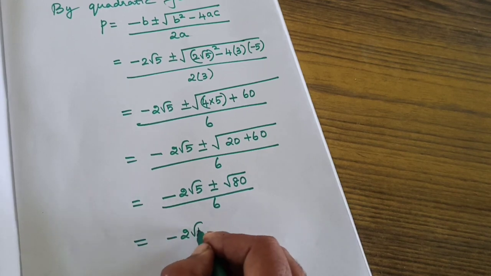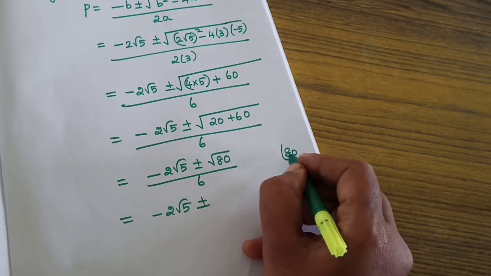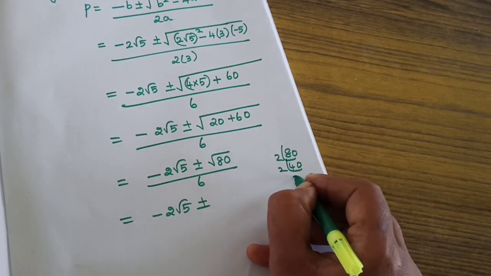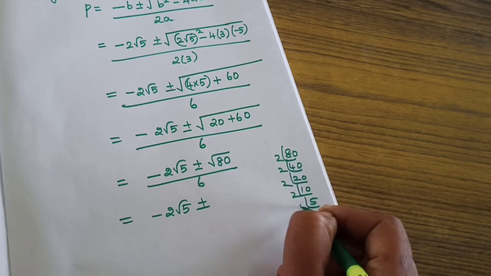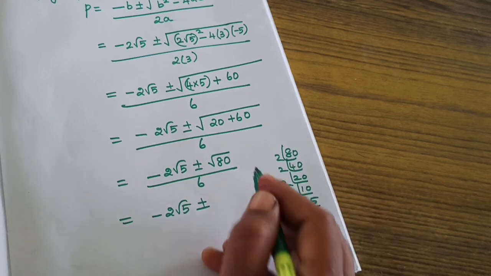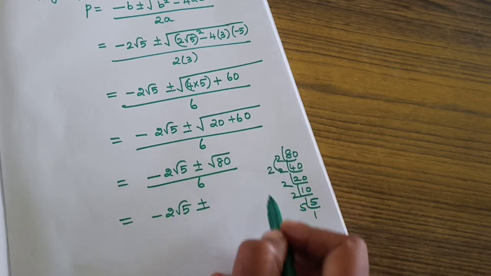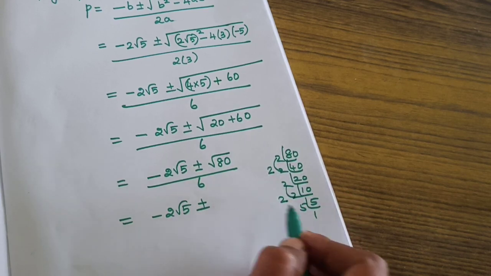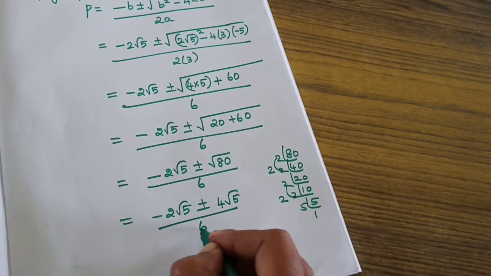Which is equal to minus 2 root 5 plus or minus, shall we factorize this? 80, 2 40, 2 20, 2 10, 2 5, 5 1. Got it? Since it is a square root, we need to take two terms at a time. So for this 2, 2. For this 2, 2. 2 twos are 4. This one alone. So 4 root 5 by 6.